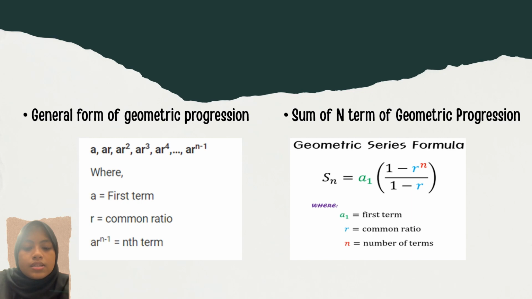Further, a geometric sequence can be expressed as a, ar, ar squared, ar cubed, where a is the first term and r is the common ratio between terms. For instance, 2, 6, 18, 54, 162. The constant multiplier is 3 in this case.